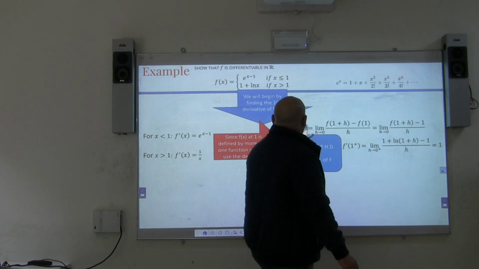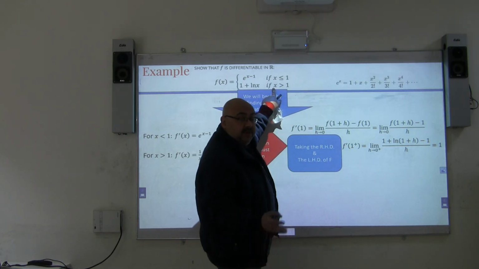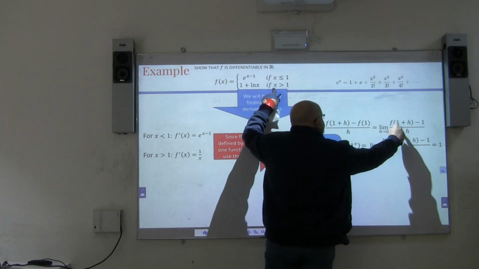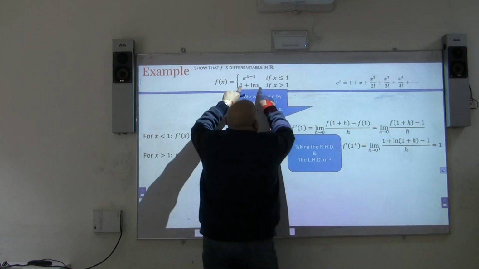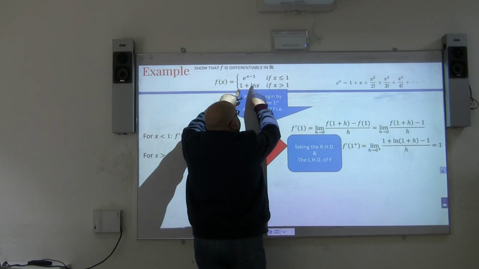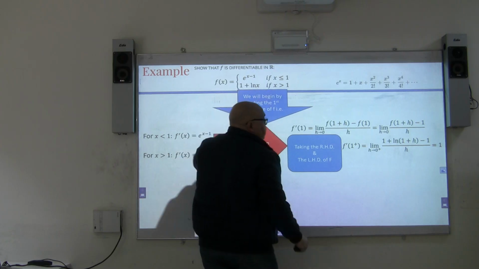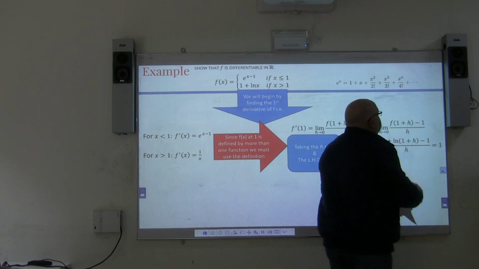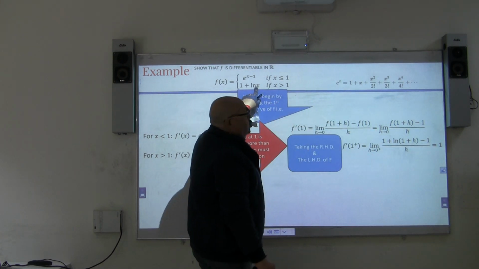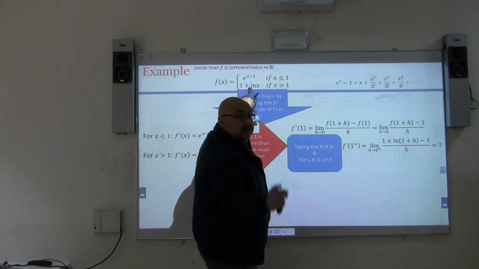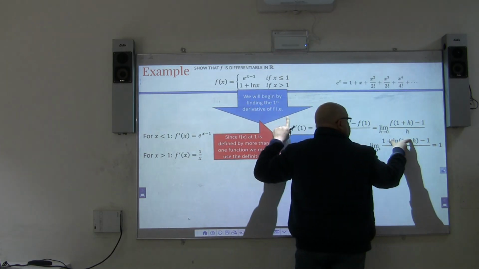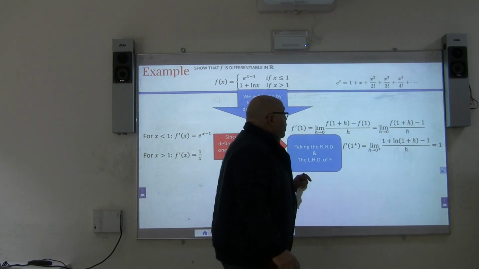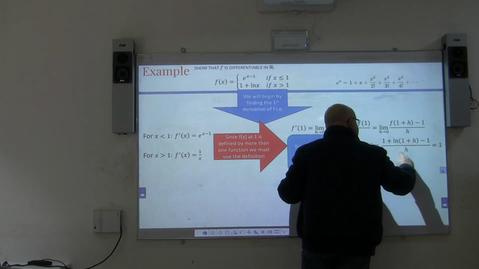The first time it will be from the right hand side, the interval where x is greater than 1. In this case, Omar, instead of having f of 1 plus h, I will use this expression, which is going to be 1 plus ln of 1 plus h. This is the value of f of x, minus the value of the function at 1. Once you put x equal to 1, it's going to be 1 plus 0. So once more, this is the function, and that's 1, which is the value of the function at 1.